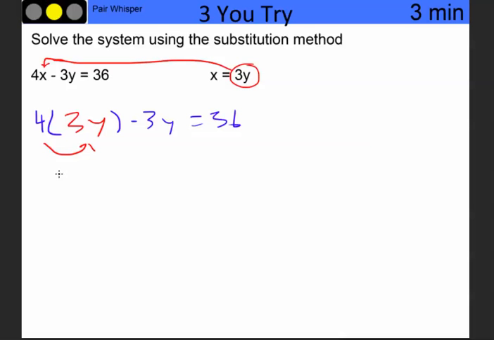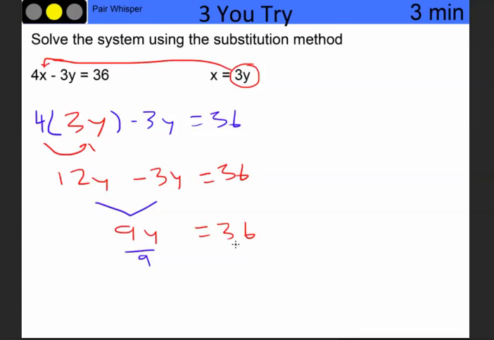4 times 3y is 12y. Bring down my minus 3y equals 36. I can combine my like terms. So I get 12 minus 3 is 9y equals 36. Divide both sides by 9. And I'm left with y equals 4. 36 divided by 9 is 4.